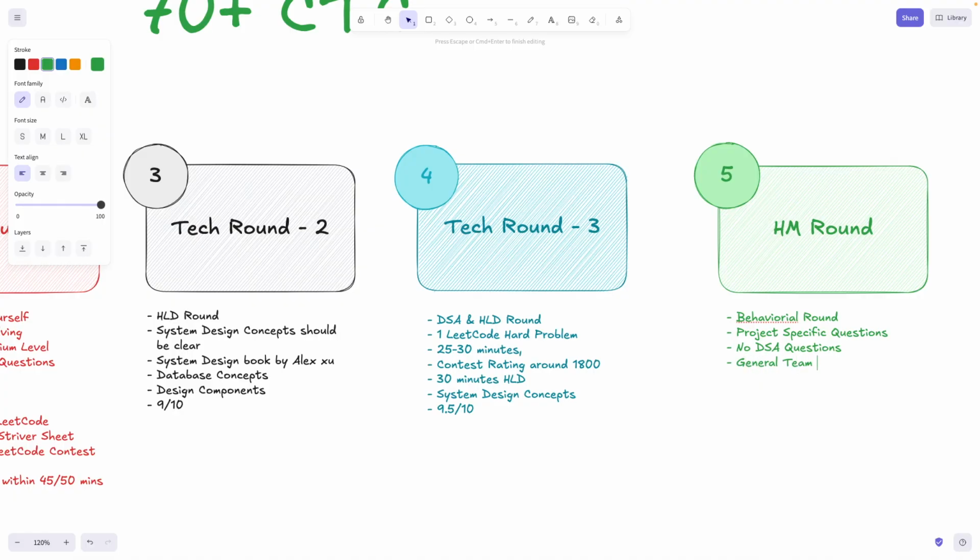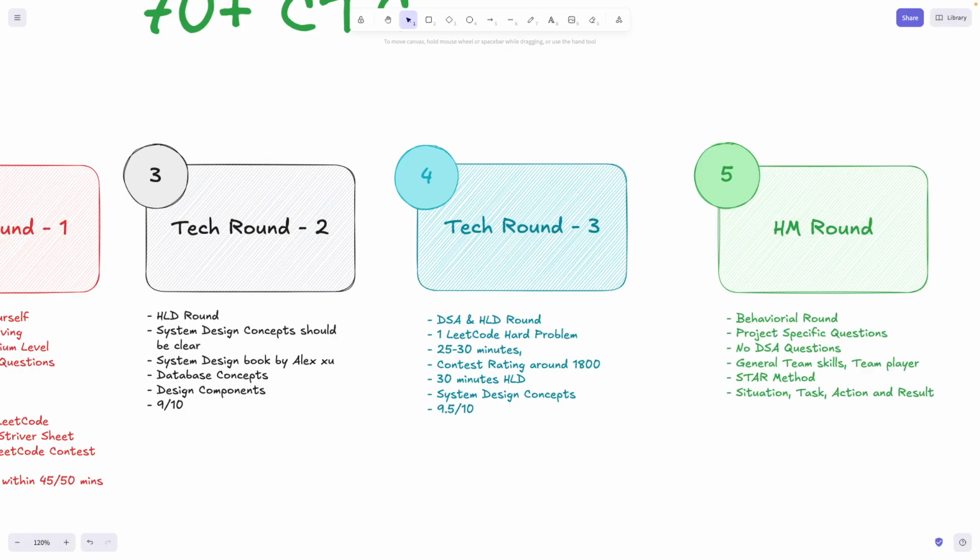Journal team bonding, team activities, right? Journal team skills are tested, whether you're a team player, things like this. So you should have scenarios that follow the STAR method, right? So what is STAR? STAR is situation, task, action, and result. So always make sure that you use this. This is going to help you form your answers, right?